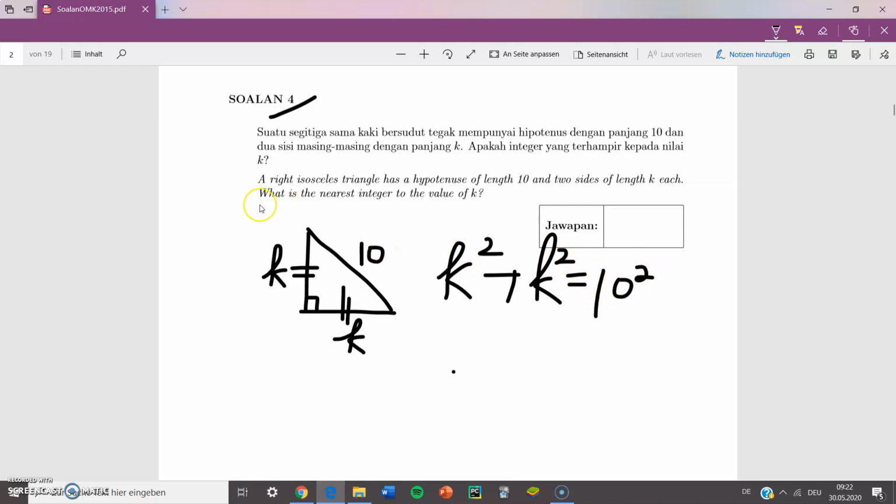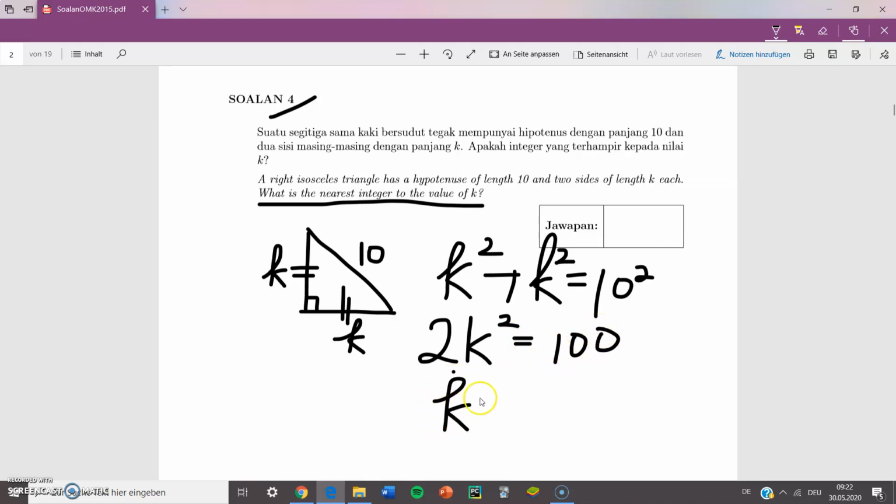So what does our question ask? What is the nearest integer to the value of k? So, okay, 2k squared equals 100, as you can calculate for a little while. And then k squared would have value 50. But as you can see, if I were to have a square root in front of 50, the number wouldn't be very pretty. So how are we to solve this problem?